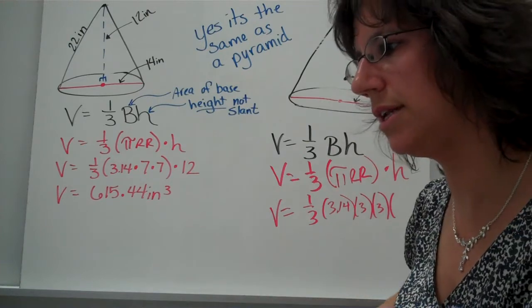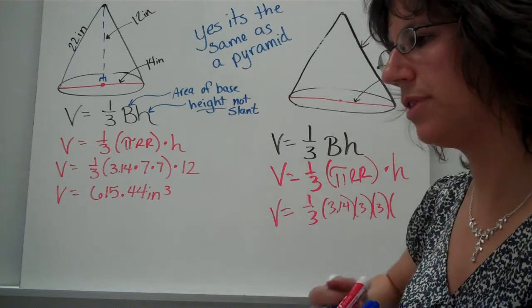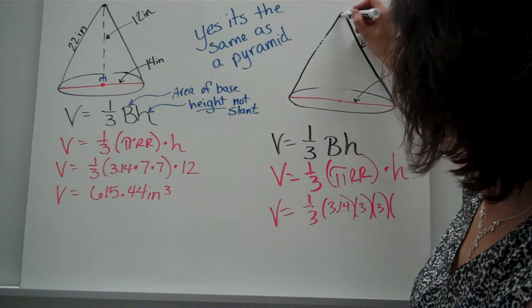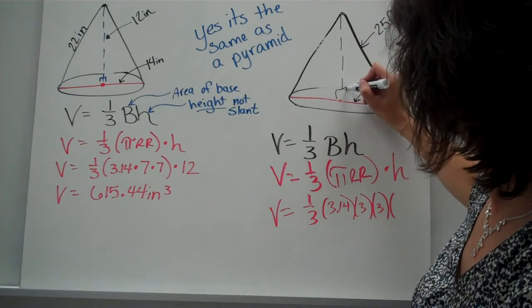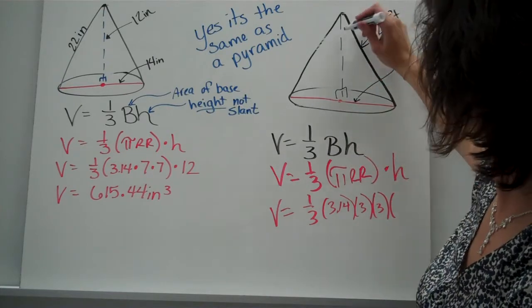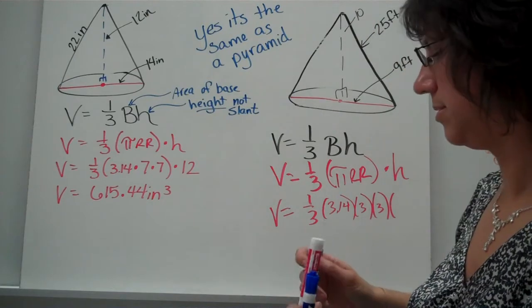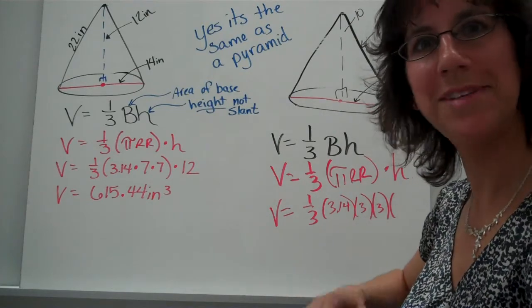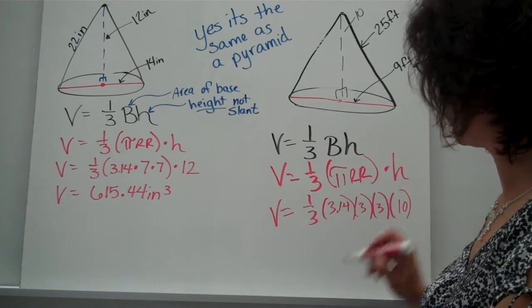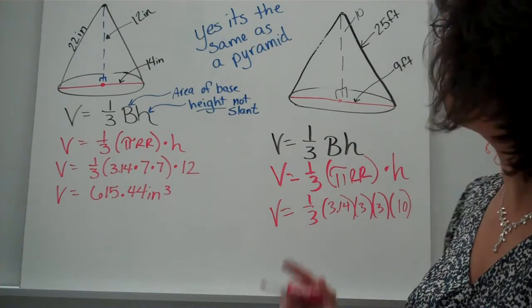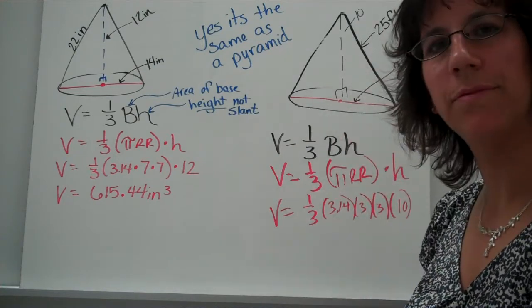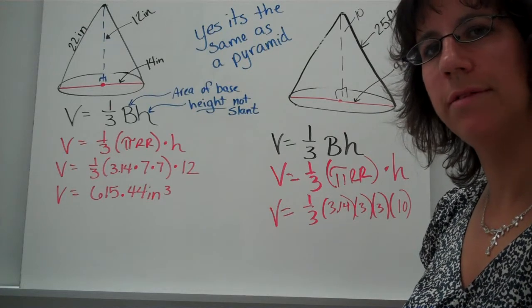Oops, I didn't do a height, did I? Let's put that in there. This should be, let's make the height 10. My mistake, sorry about that. Do you see why I'm using the 10 and not the 25? Go ahead and multiply that out and see what you get.